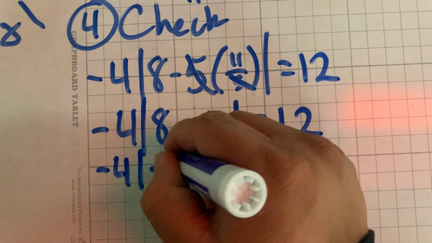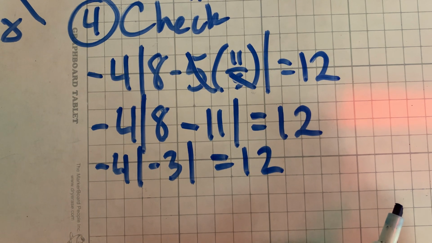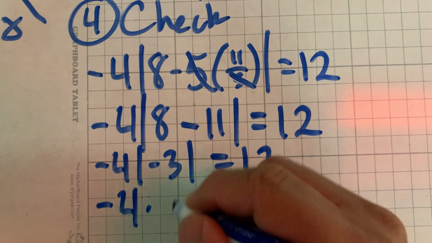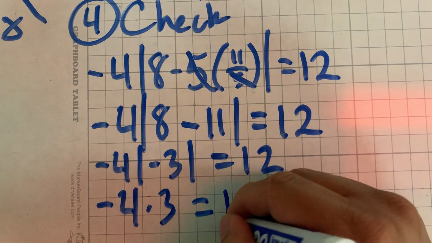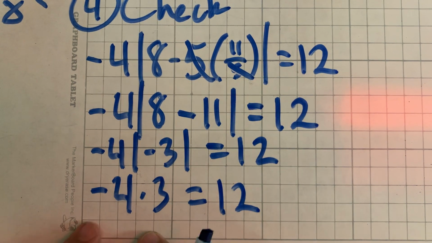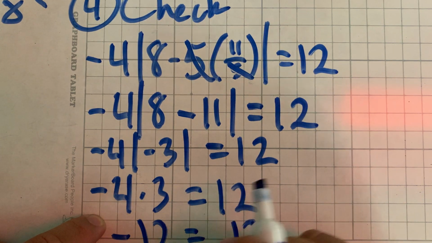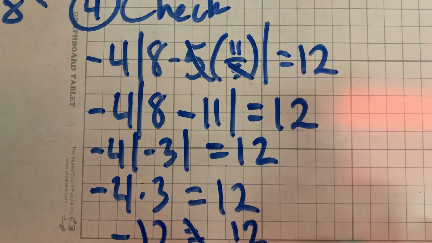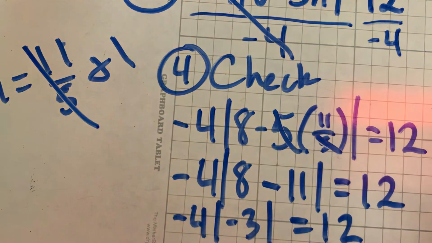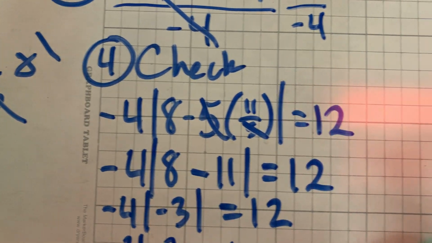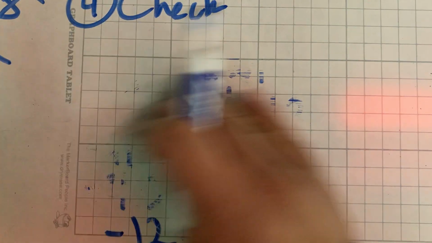8 minus 11, again, that's still in the absolute value bars, is -3, and that should equal 12. Again, this is -4 times whatever the absolute value is. In this case, it's -4 times, and the absolute value of -3 is a +3, and it should equal 12. But a -4 times 3 is a -12. And a -12 does not equal a +12, which means, again, 11 over 5 is an extraneous solution. Again, just because one is an extraneous solution does not mean they both are going to be extraneous. So we still need to make sure and go through and check our second answer.